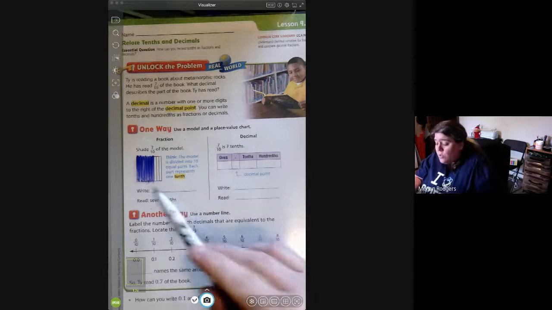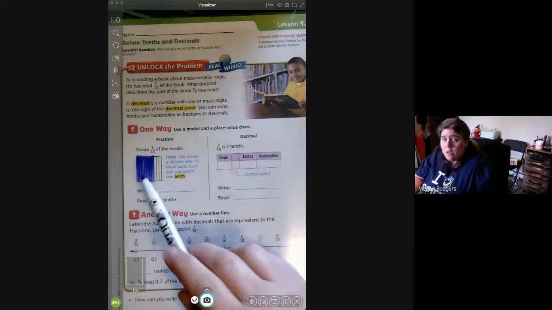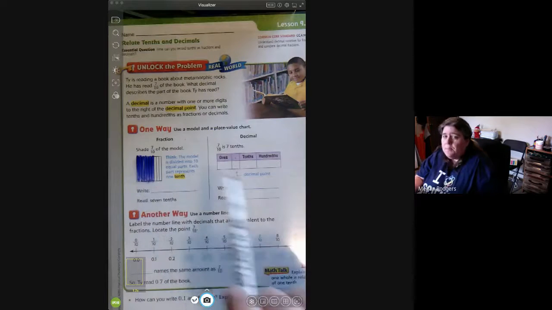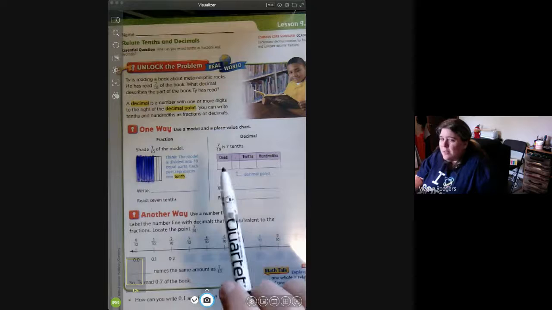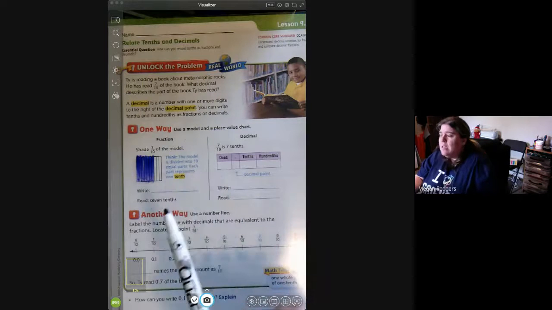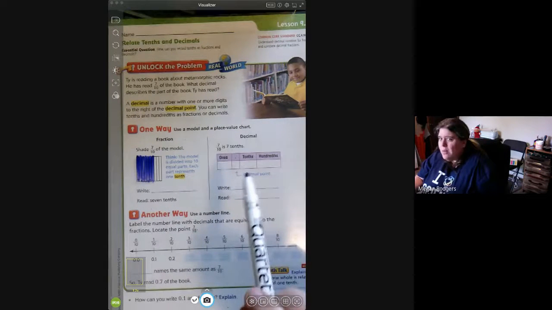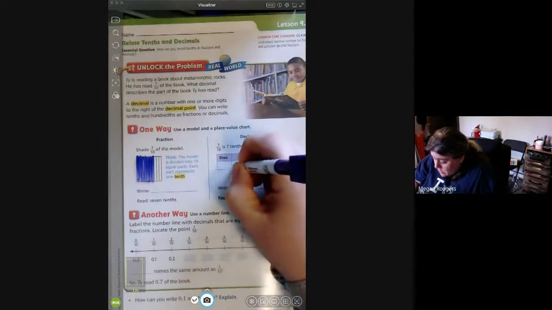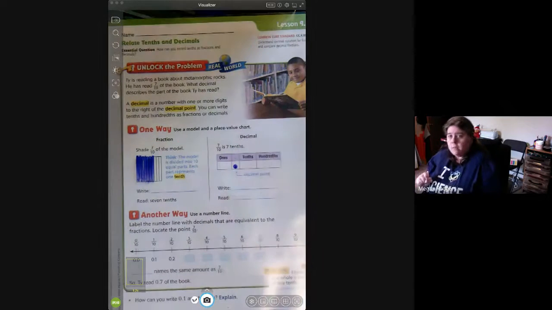Now, it's important to recognize this picture and to be able to tell me what it is in terms of a decimal, which we'll get to in a minute. But as far as converting from 7/10 into some decimal form, using the chart is the easiest. So this decimal point is barely visible. I'm going to make it a little bigger.